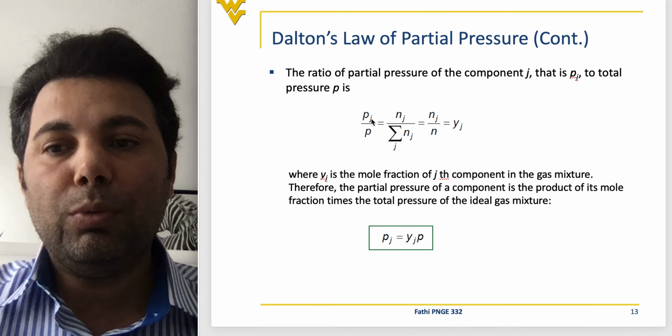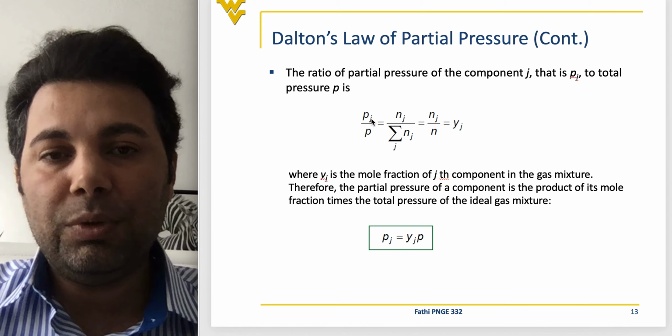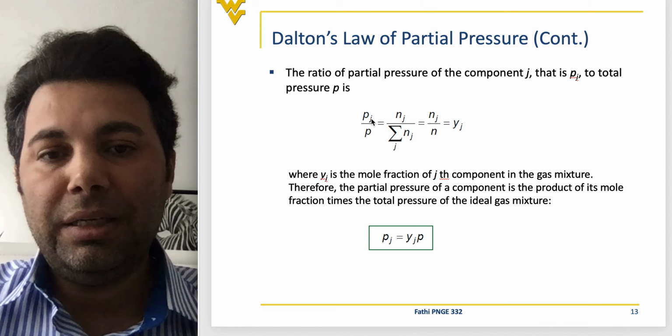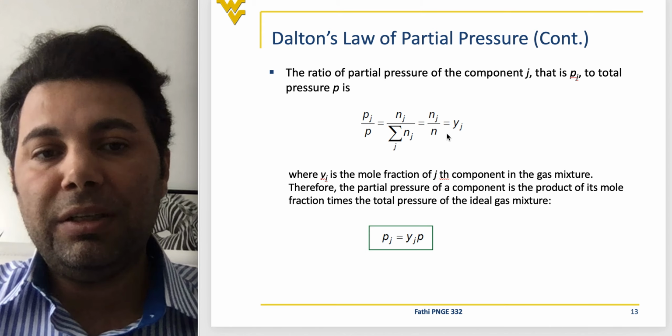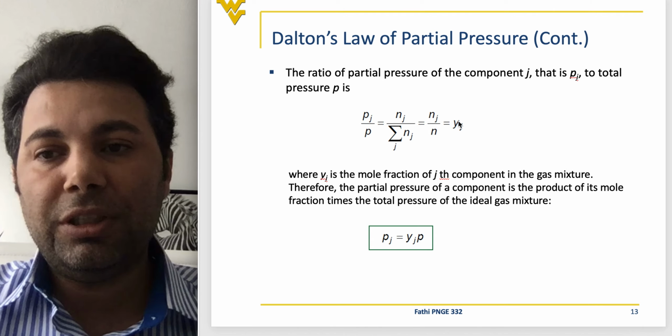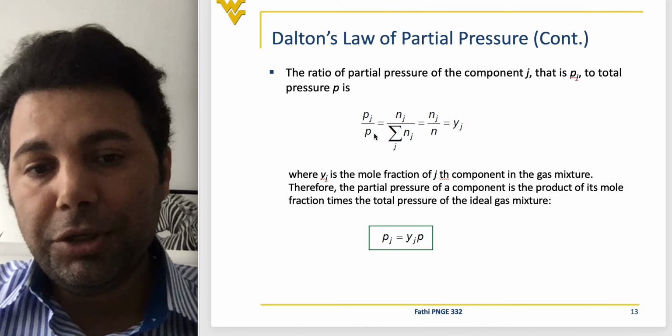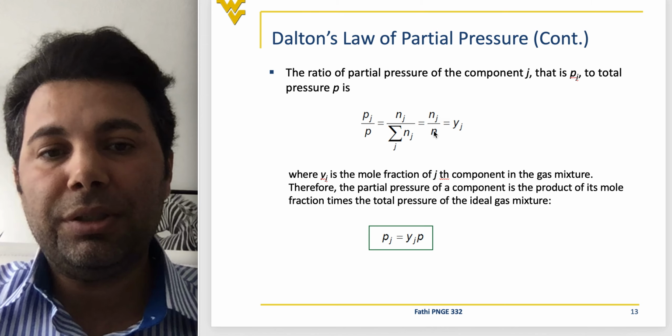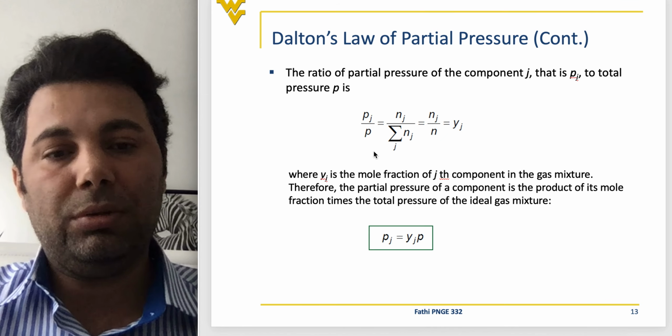So Yj is the mole fraction of component J in the gas phase. If I want to know the partial pressure of that component, that's something that we don't measure in the lab, but we can find it from this equation because the mole fraction can be measured and the total pressure can be measured. So the partial pressure is simply the mole fraction times the total pressure.